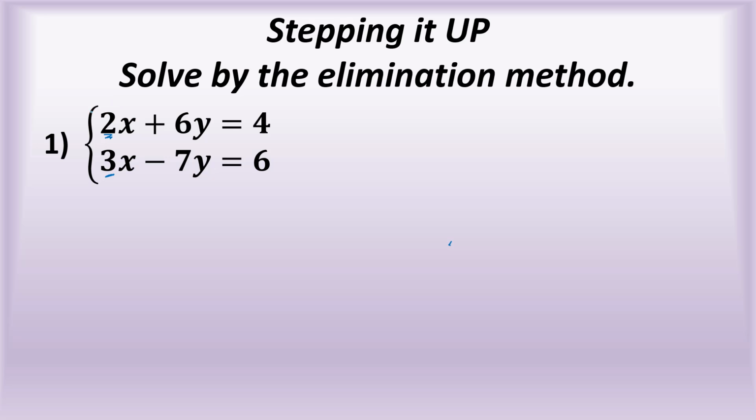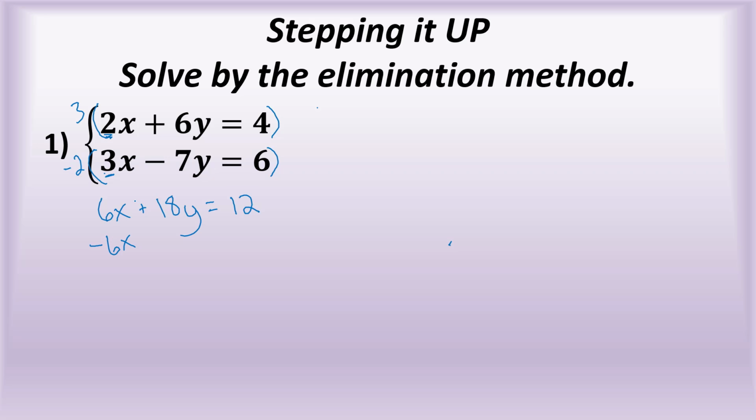So let's demonstrate. I'm going to multiply this top equation by the positive coefficient below. So positive 3. 3 times 2x gives me 6x. 3 times 6y is 18y. 3 times 4, 12. I'm going to multiply the other equation by the negative value of its coefficient from the first equation, negative 2. So negative 2 times 3x is negative 6x.